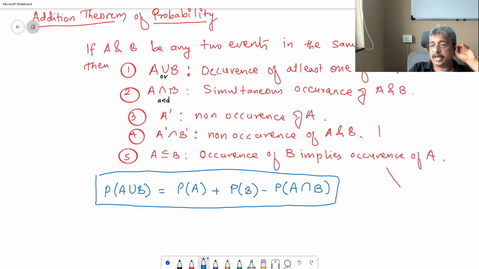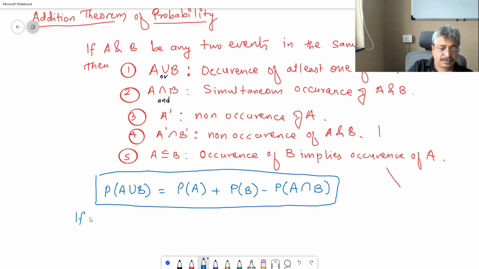Okay, so if A and B are two events and we want to find the probability of A union B, then by set theoretic calculations, the probability of occurrence of at least one of A, B, either A or B, is the probability of event A occurring plus the probability of event B occurring minus the probability of simultaneous occurrence of A and B. This is the addition theorem of probability.